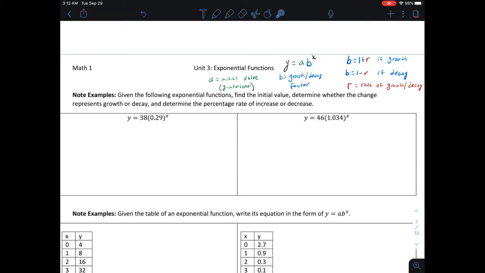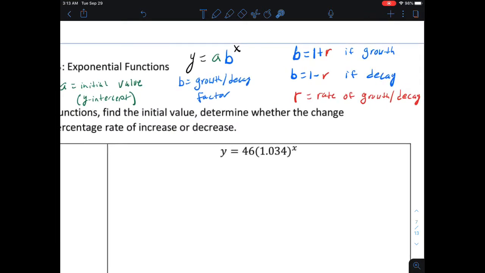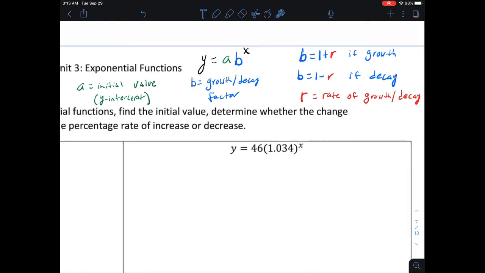In this video, we're going to look at some equations of exponential functions, and we're going to try to identify their key features. Let me zoom in here on the top left-hand side where I wrote out some parts. Our exponential functions are going to be written in the form y equals a times b to the x power. And if we are given an equation, whatever a is, it's going to represent our initial value, which is also known as the y-intercept of this exponential function.